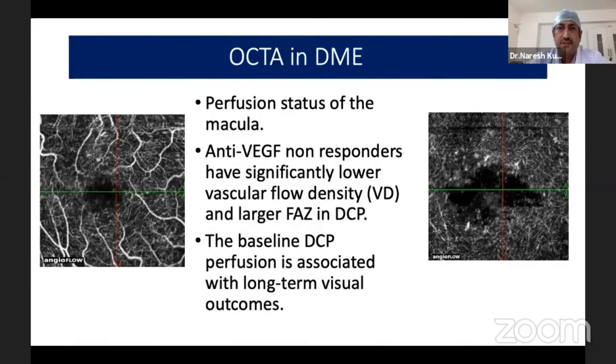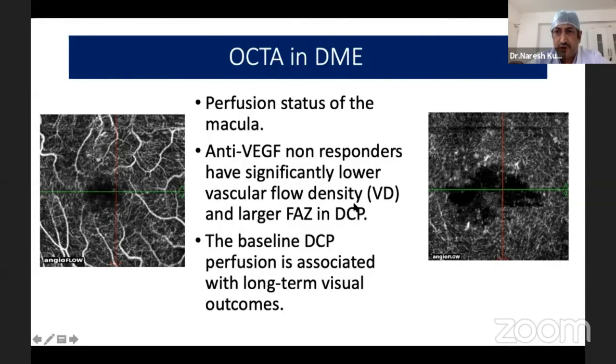We know that it is useful to look at the perfusion status of the macula. The other use is that we need to concentrate on the superficial capillary plexus and the DCP. SCP involvement will cause more amount of drill, and the DCP relates more to the FAZ. Anti-VEGF non-responders have significantly lower vascular flow density and larger FAZ in the DCP. So it has a prognostic value also. The baseline DCP perfusion is associated with long-term visual outcomes. Studies have shown that, so we need to concentrate more on that.